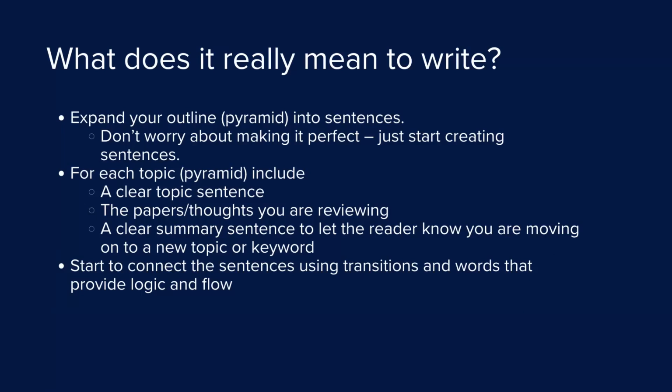And then for each of those topics, those pyramids, have a clear topic sentence. You should include the papers and thoughts that you were reviewing, and then you should provide a clear summary sentence to let the reader know that you're moving on to a new topic or keyword. So as you transition between either the subtopics within each pyramid or certainly between pyramids, you want keywords that help the reader know that you're transitioning, right? Then you want to start, again, connecting the sentences together using transition words that provide logic and flow.